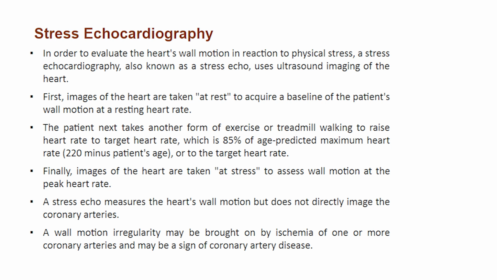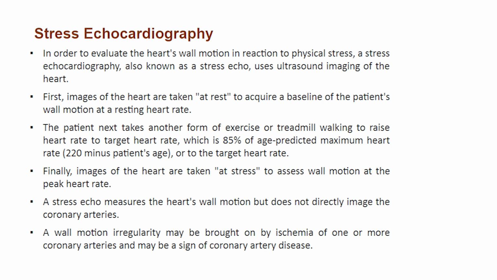First, images of the heart are taken at rest to acquire a baseline of the patient's valve motion at a resting heart rate. The patient next takes another form of exercise or treadmill walking to raise the heart rate to target heart rate, which is 85% of age predicted maximum heart rate, that is 220 minus the patient's age. Finally, images of the heart are taken at stress to assess valve motion at the peak heart rate.